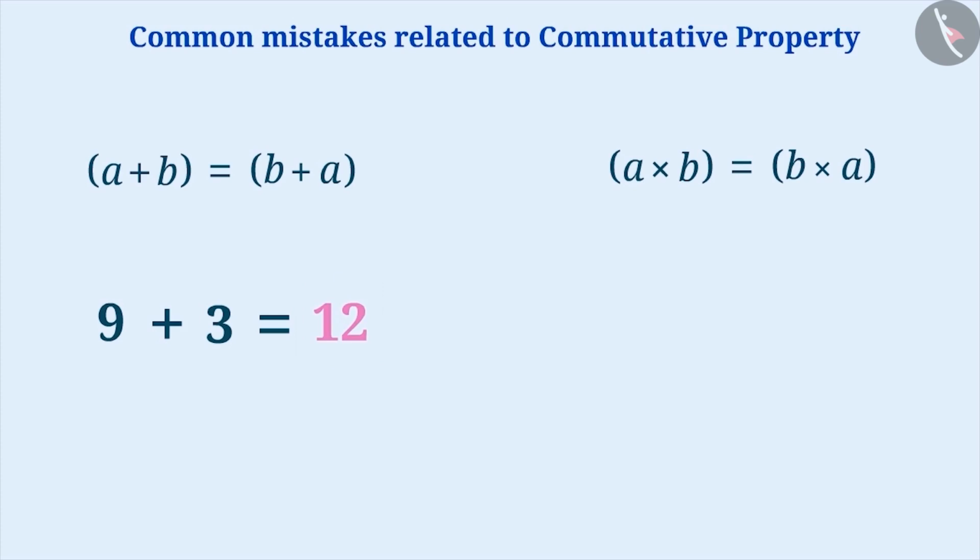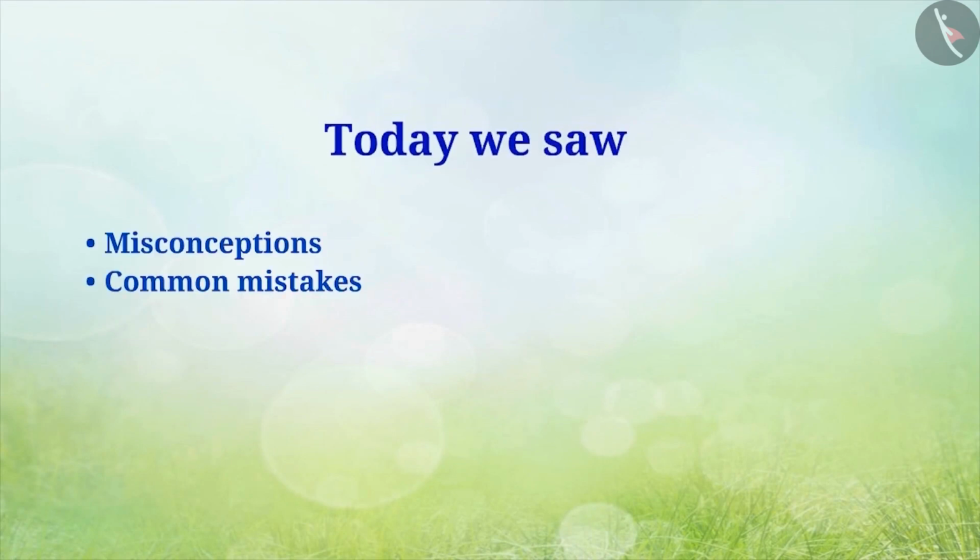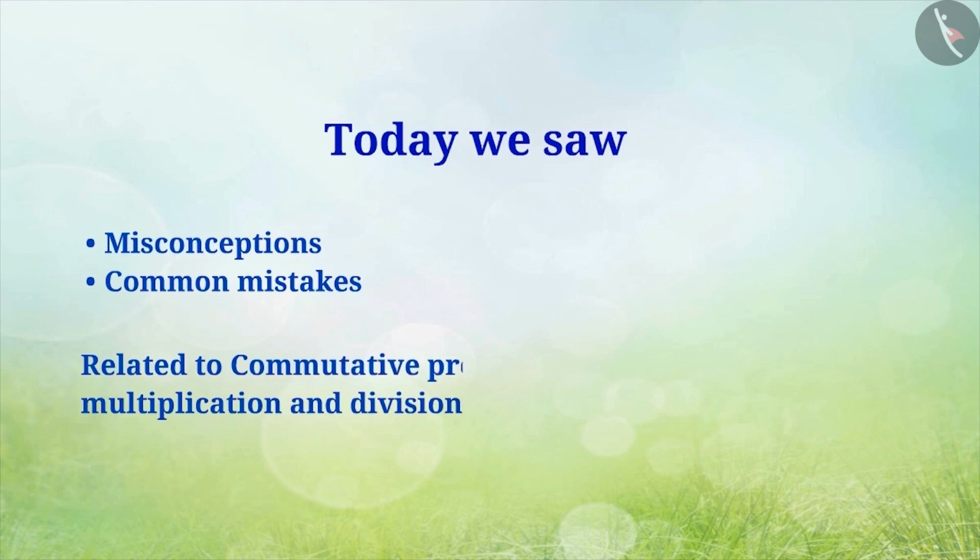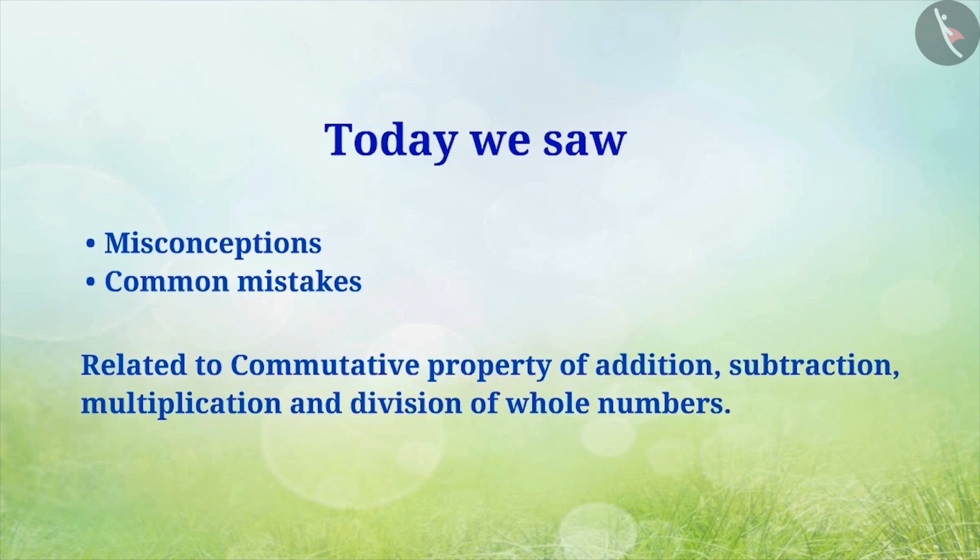Similarly, multiplication of two numbers like 3 and 9 is also done in the given order, which appears difficult. But if we change the order, then the same multiplication turns out to be simple. Therefore, it is very important to have a better understanding of the commutative property. Today we saw misconceptions and common mistakes related to the commutative property of addition, subtraction, multiplication and division of whole numbers.